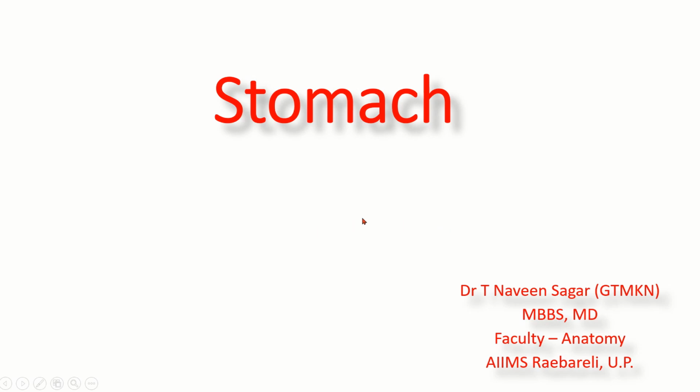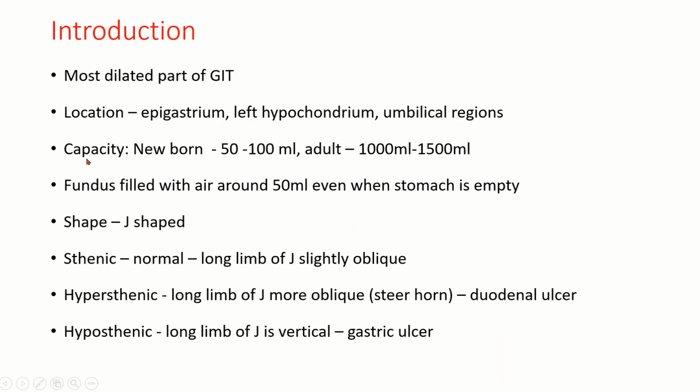In this session, we'll be dealing with the gross anatomy of the stomach. The stomach is the most dilated part of the gastrointestinal tract. Location is in the epigastrium, left hypochondrium, and umbilical regions when the stomach is moderately distended. Capacity in a newborn is 50 to 100 ml. In adults it is 1000 to 1500 ml. The fundus is filled with air, approximately 50 ml, even when the stomach is empty.